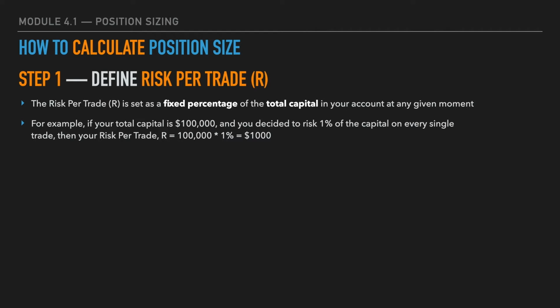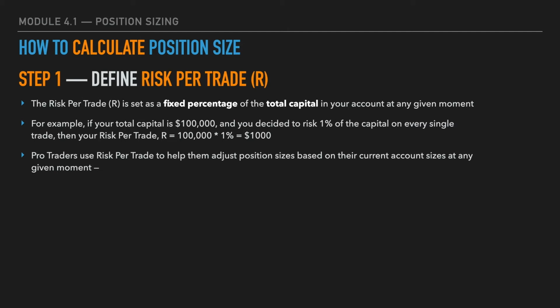This will be your maximum amount of risk per trade. It means no matter what markets you trade or whatever the market price is, the maximum amount of money you will lose on one single trade is limited to $1,000. In other words, 1% of your total capital. Professional traders use a risk per trade to help them adjust the position size based on the current account size at any given moment.